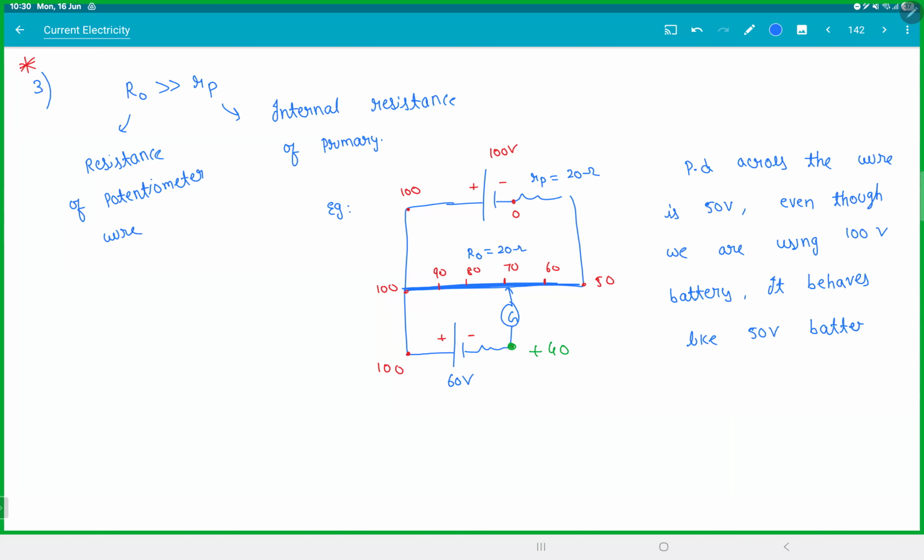So generally, when you take the values, we will take something like RP is equal to 1 and R naught is equal to some 200 or something. So this can be neglected. If your internal resistance becomes equal to R naught, we'll have a problem. All clear with this? Any doubts on this? So these are the 3 precautions you have to take.